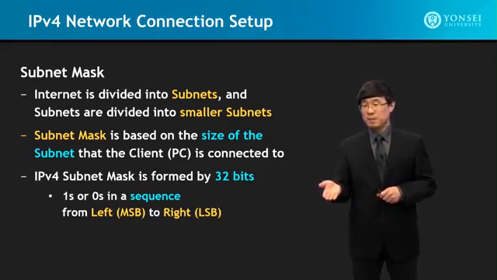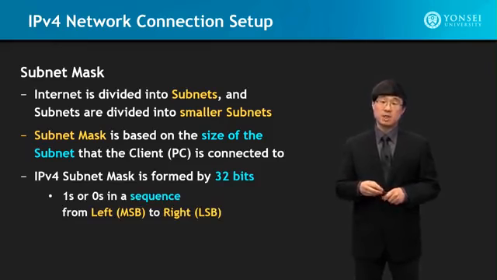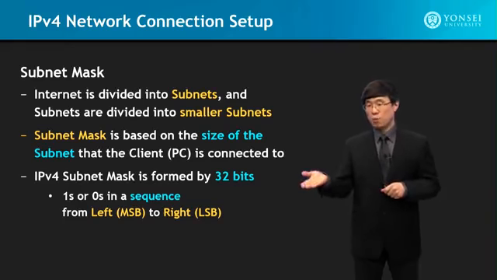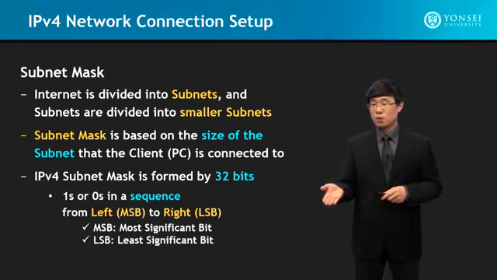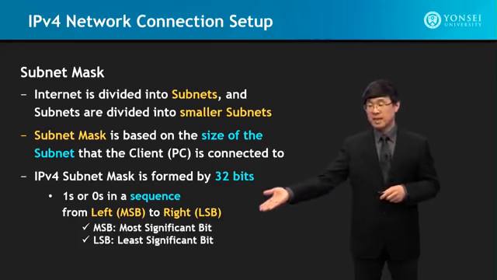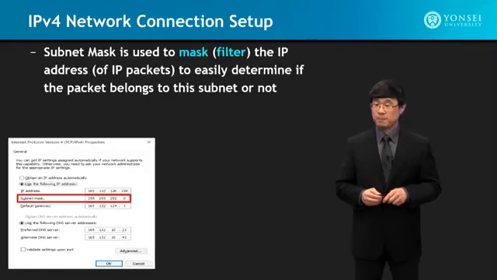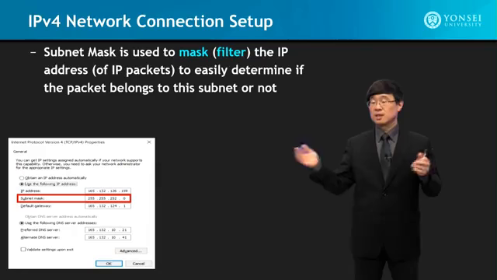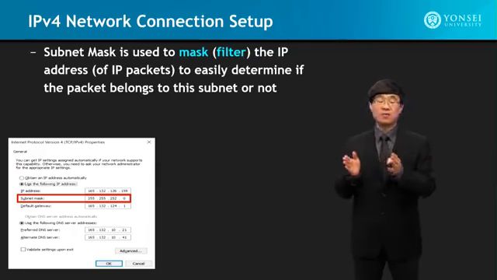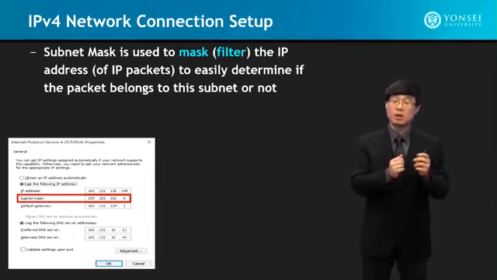An IPv4 subnet mask is formed by 32 bits, just the same length as its IP address. And you have ones or zeros in a sequence from left to right, from the left MSB to the right LSB. MSB stands for most significant bit. The LSB stands for the least significant bit. Now, the subnet mask is used to filter the IP address such that you can easily determine if this packet belongs to this subnet or not.